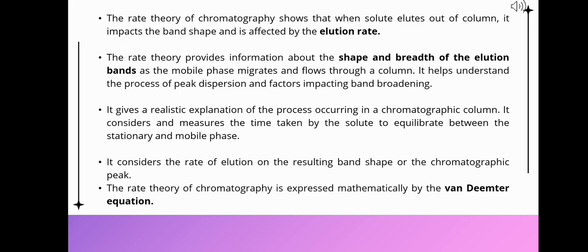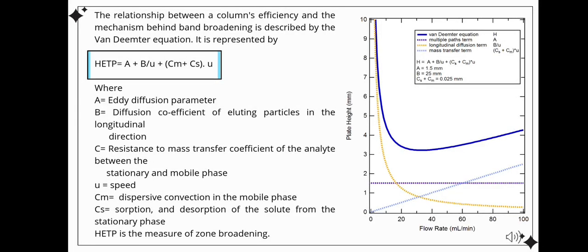The rate theory of chromatography is expressed mathematically by the Van Deemter equation. It describes the relationship between the height equivalent to a theoretical plate, that is HETP, and the linear velocity u of the mobile phase. So the equation is HETP equals A plus B upon u plus Cm plus Cs into u.